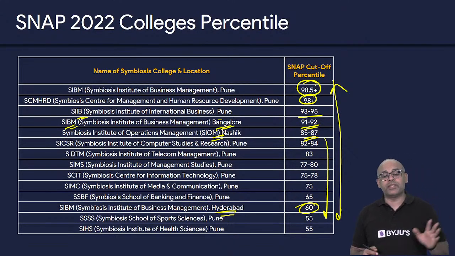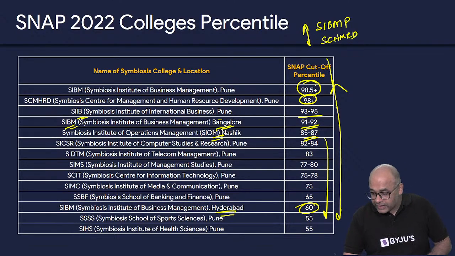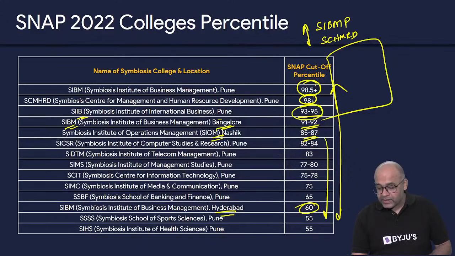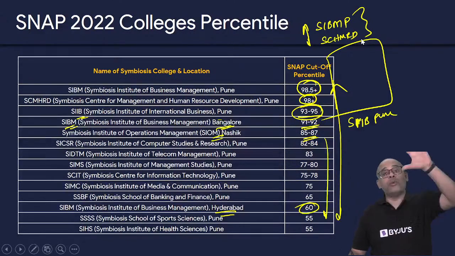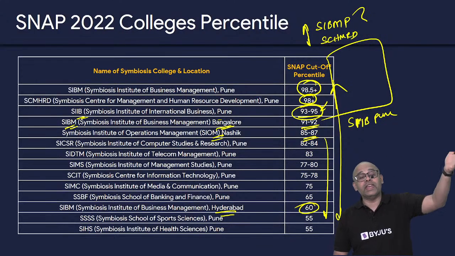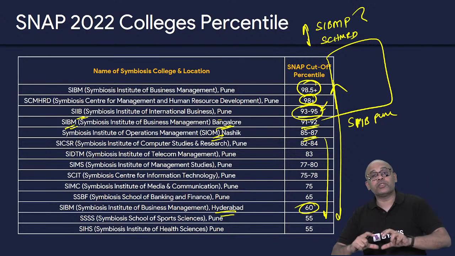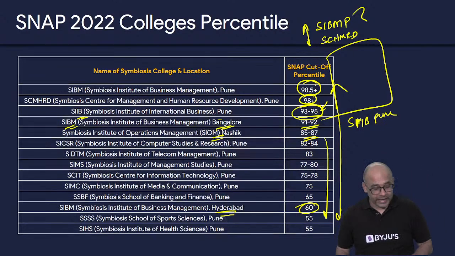Obviously, I would always say SCMHRD. Guys, SIBM Pune and SCMHRD are close to each other in terms of ranking, and then there's a big gap before you get your next college, SIIB Pune. So these two are way above the rest of the groups. You can see the difference, right? From the 95 percentile, the next is only 98. So these two, SIBM Pune and SCMHRD, are at the top, and there's a big gap, and then the rest of the colleges come in. So please keep that in mind.